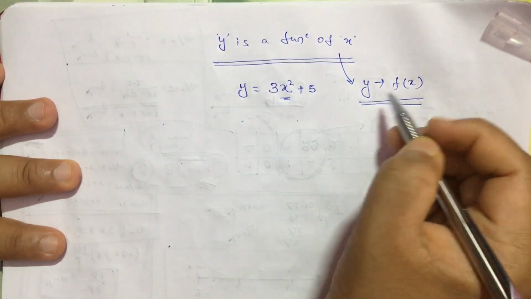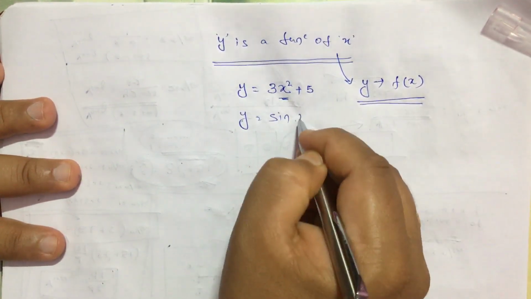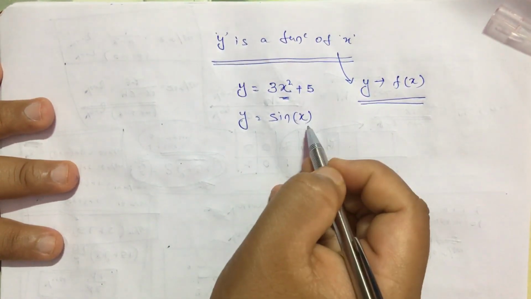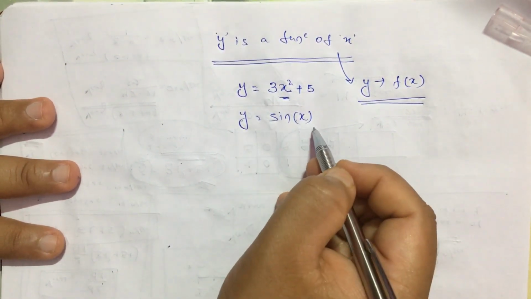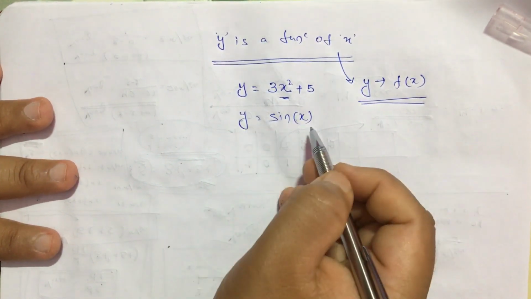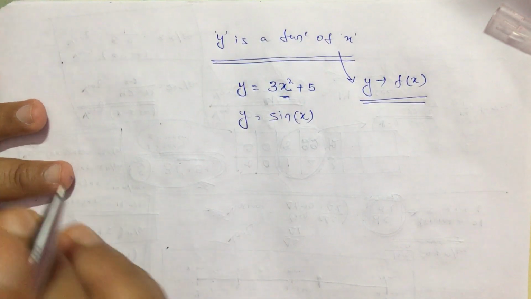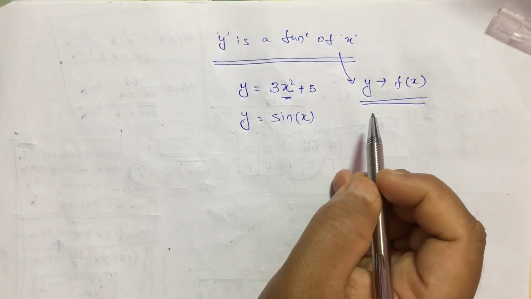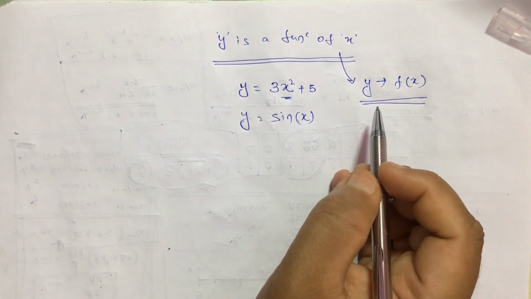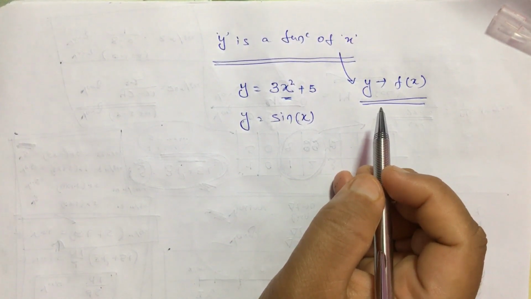Not only this, y can be sin x. Obviously, if the x value is pi by 2, y is going to be 1. If the x value is 0, y is going to be 0. If the x value is 30 degrees, then it is going to be 1 by 2, like that. So whenever it is told that y is a function of x, it means y depends on x. If the x value changes, then only the value of y is going to change.